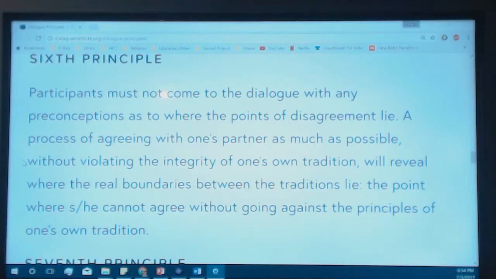The sixth principle, participants must not come to dialogue with any preconceptions as to where the points of disagreement lie. A process of agreeing with one's partner as much as possible without violating the integrity of one's own tradition will reveal where the real boundaries between traditions lie, the point where he or she cannot agree without going against the principles of one's own tradition.